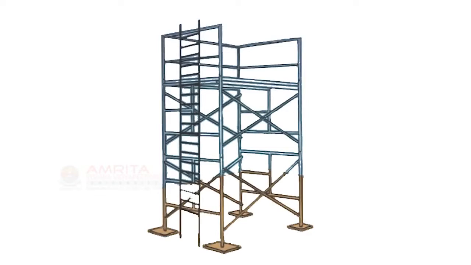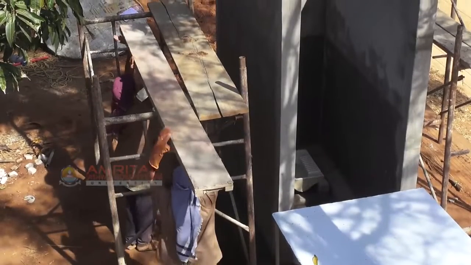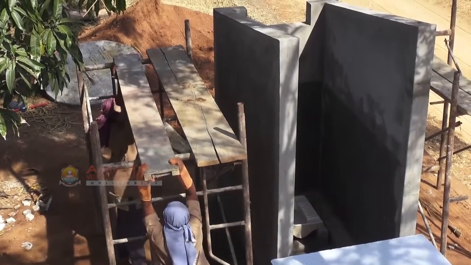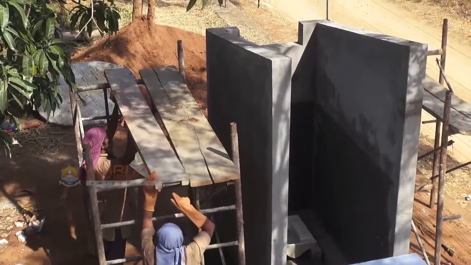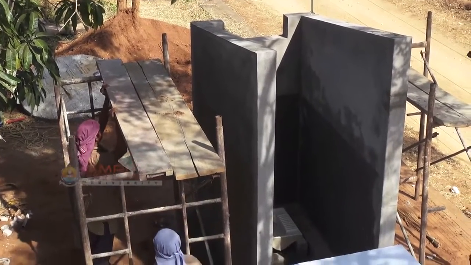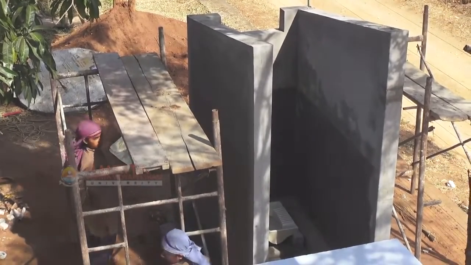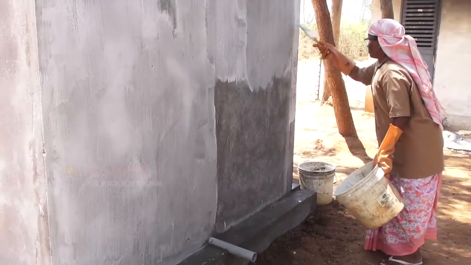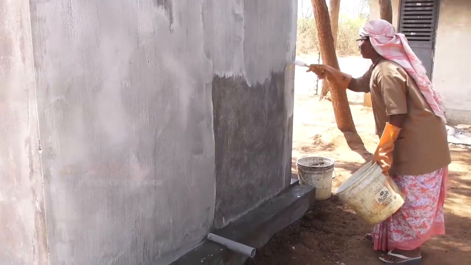Scaffolding. Scaffolding is a temporary structure on the outside of a building made of wooden planks to provide a height while building the walls and erecting the roof. White cement. White cement will be used for whitewashing the walls of the toilet building.